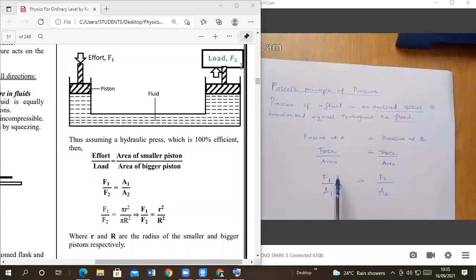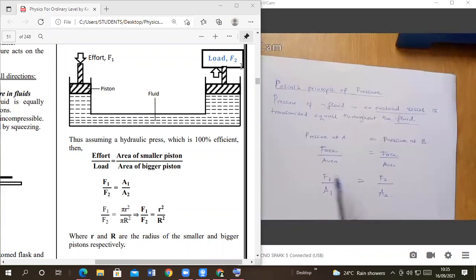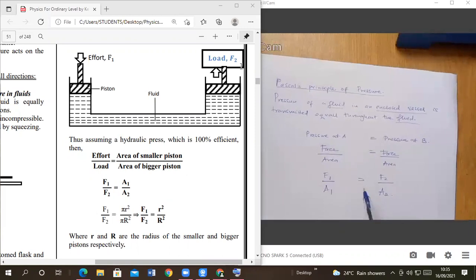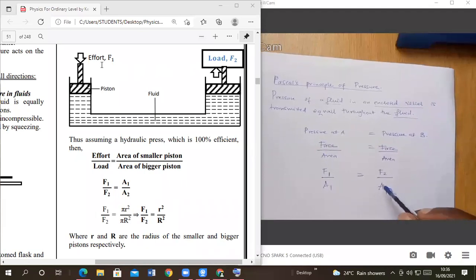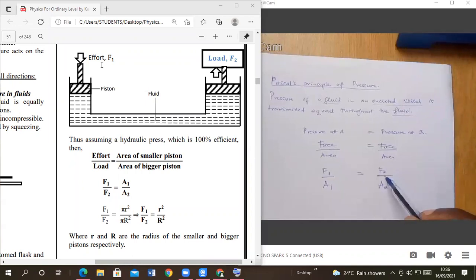So this is the kind of formula that you should know that you can use to determine the force on this side or the force on this other side, if the other information is given to you. If they ask you to find F2, then you should be able to have A2, A1, and F1. If they're asking you to find F1, they should give you A1, F2, and A2.